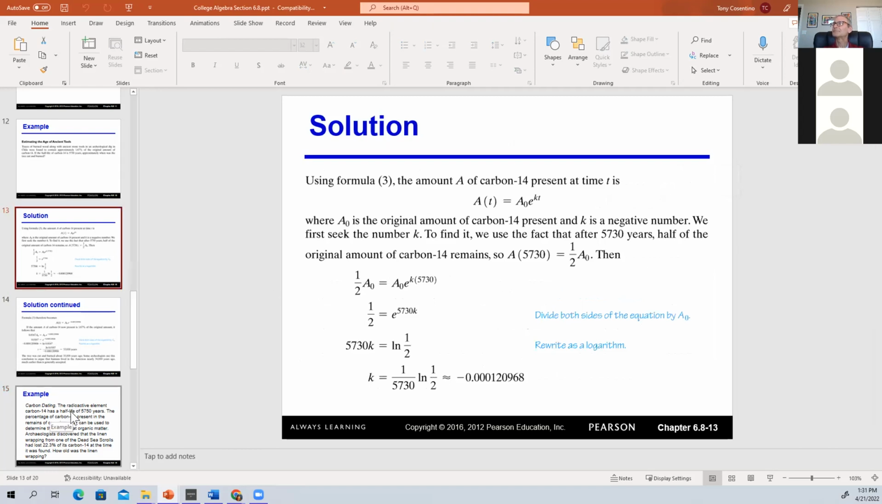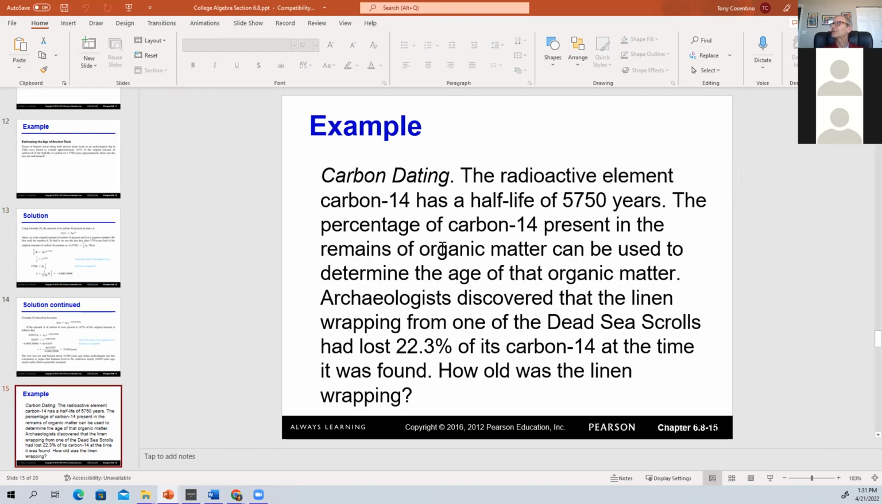Oops. Sorry about that. And so the way that they have this set up, I find it really tricky. So it says the archaeologists discovered that the linen wrapping from one of the Dead Sea Scrolls lost 22.3%. How old was the wrapping?